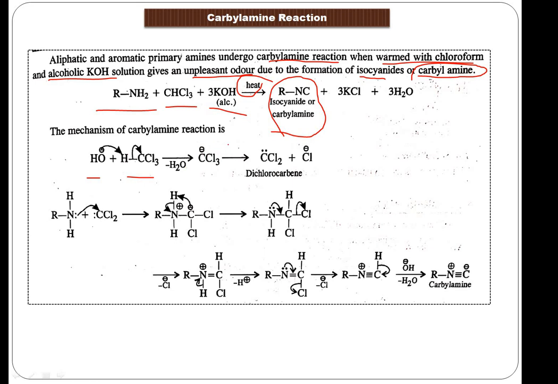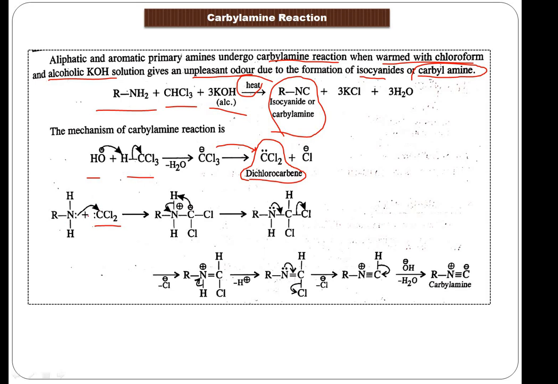Now this gets transformed into a carbene by removal of Cl negative, because you had a negative charge here. This is called the dichlorocarbene. This is very important: in this mechanism, the species which is formed is dichlorocarbene. Then the amine has a lone pair. Dichlorocarbene is electron deficient, so the amine lone pair attacks here.